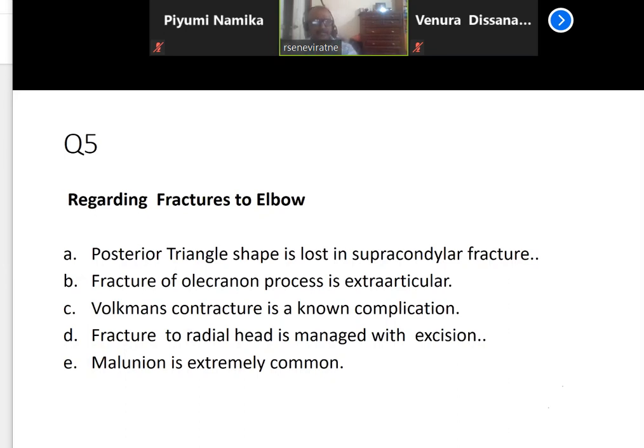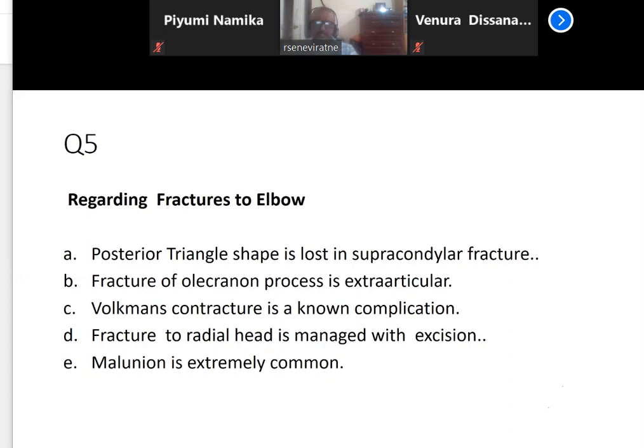Fracture to radial head is managed with excision. True, but patients will have early osteoarthritis with this and certain limitations in movements later. So in young people, the tendency is to use an artificial metal head after excision. That's in young people. But in old age groups, we don't do anything like that. We just leave it.